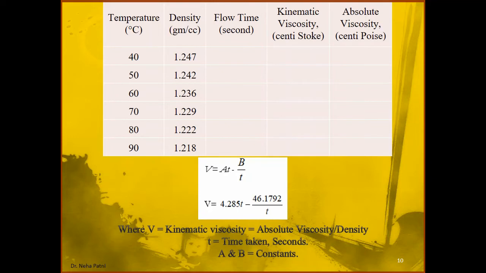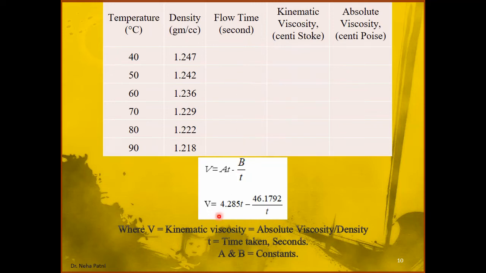Now you have seen in the video that if you take the readings at different temperatures, you have to complete this table. So obviously we need to calculate the flow time in seconds. How much time did it take to fall at 40 degree, then at 50 degree, then at 60 degree. And obviously the time is going to decrease. It will take maximum time at 40 degree, and when you increase the temperature, viscosity falls, so it will be easily flowing, and that is why this reading decreases.